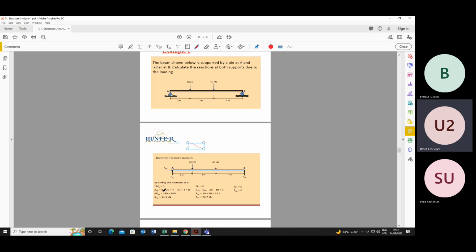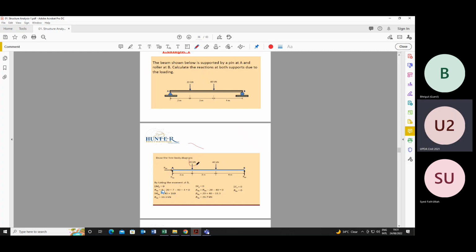So RAY into 9, upward direction. We will take it as positive because it will tend to move in clockwise direction as per the sign convention which we studied before. So RAY into 9.